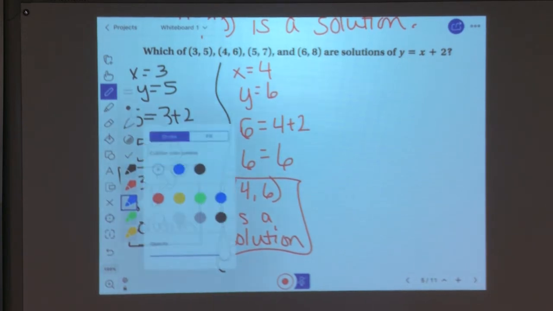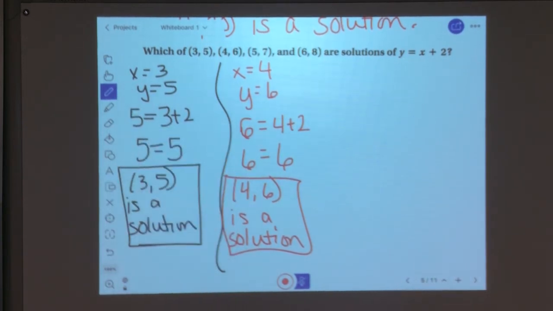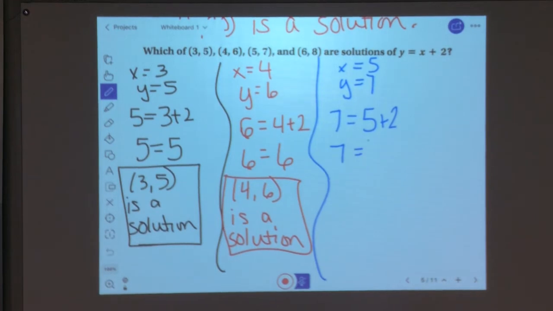So let's look at that third one. The third one they gave us is x equals 5 and y equals 7, again taking that from that ordered pair, x comma y. So when I plug those in, 7 is supposed to equal 5 plus 2. Solve it. 7 equals 7, which is true, which means the ordered pair of 5, 7 is a solution.